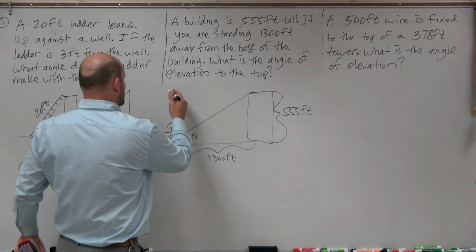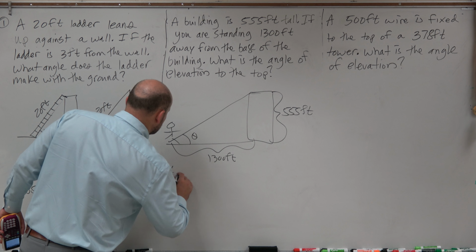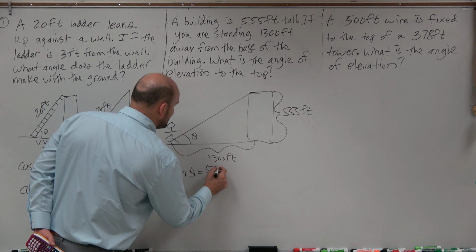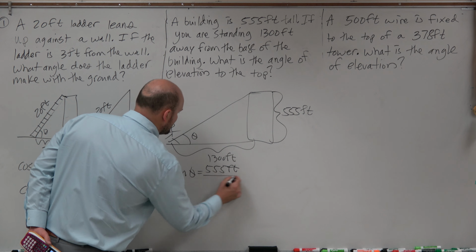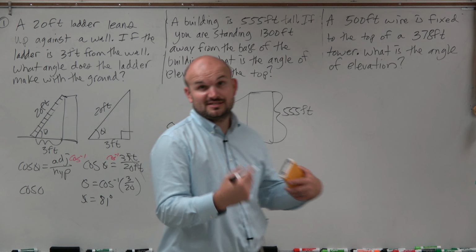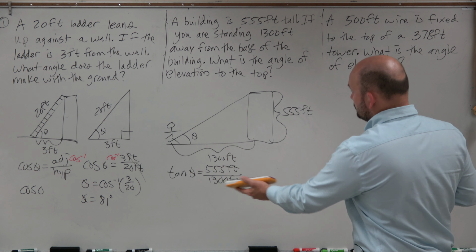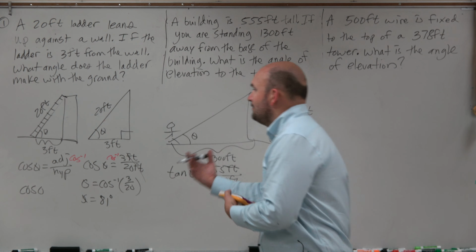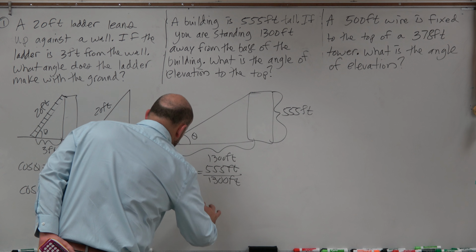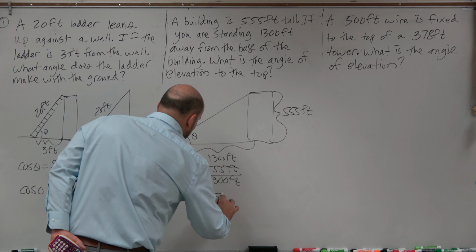So if you remember, the trigonometric function that's going to help us with opposite and adjacent is going to be tangent. So I can say tangent of theta is equal to 555 feet divided by 1,300 feet. Now again, just like we did before, instead of using inverse cosine, now we're going to use inverse tangent. But the result's basically the same. We're going to have theta is equal to tangent inverse of 555 over 1,300.